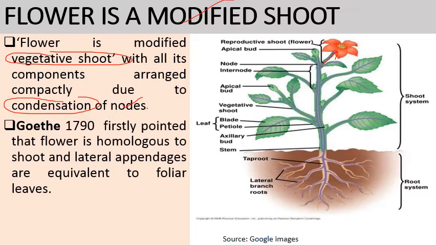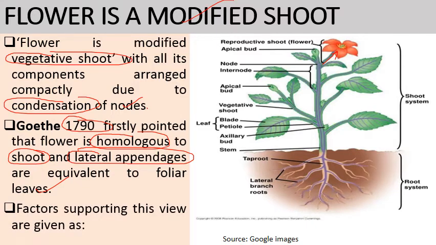Goethe in 1790 was the first person to point out that the flower is homologous to shoot. Flower is homologous to shoot, or jo iske lateral appendages hain, they are equivalent to foliar leaves. So jo lateral appendages hain, they are equal to foliar leaves. And there are some factors which support this view. So there are a lot of factors jo is view ko support karte hain ki jo flower ek modified shoot hai.